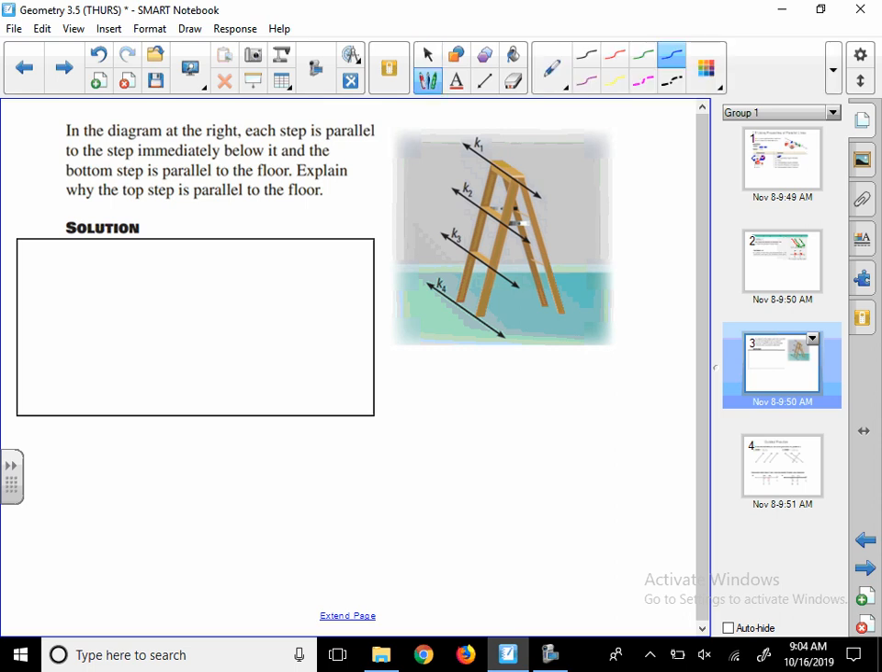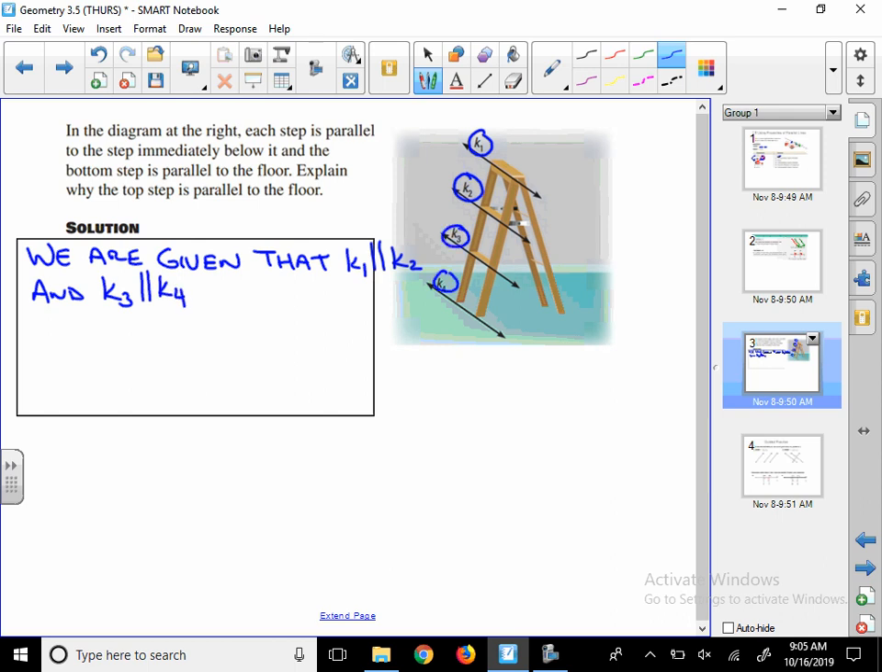So to start out, we are given that K sub 1 is parallel to K sub 2, and, okay, saying first two lines are parallel to each other, K sub 1, K sub 2, and K sub 3 is parallel to K sub 4, the line representing the floor. So these two lines here.